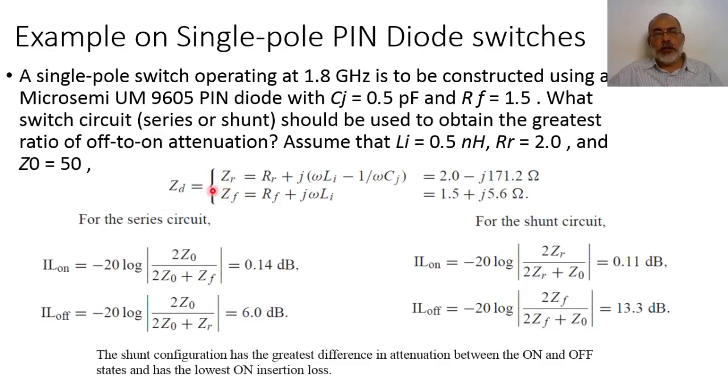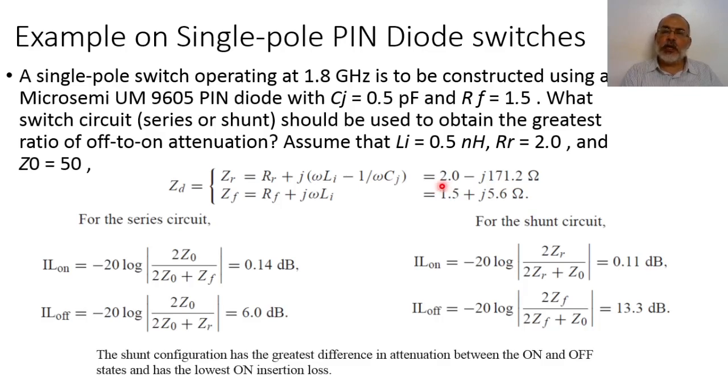For the reverse biasing, the equivalent impedance of the diode is the reverse resistance plus j omega Li, where Li is the parasitic inductance, minus 1 over omega Cj, where Cj is the junction capacitance. The frequency is 1.8 GHz, so omega is 2 pi multiplied by 1.8 multiplied by 10 to the power of 9. This is how to calculate omega, and we apply these values to find the diode impedance at the reverse biasing.